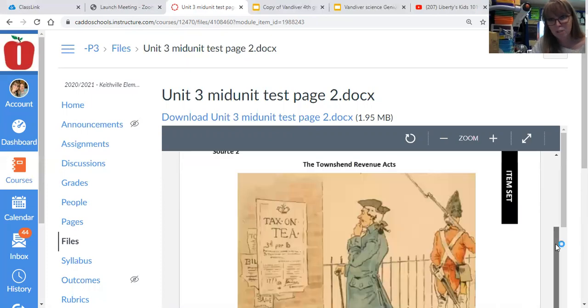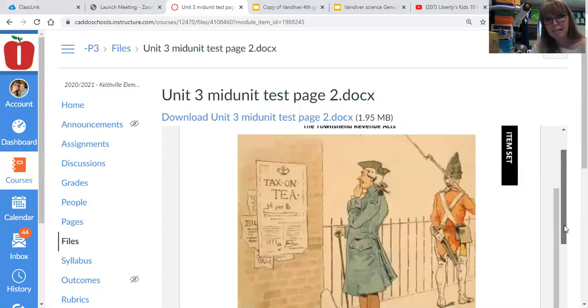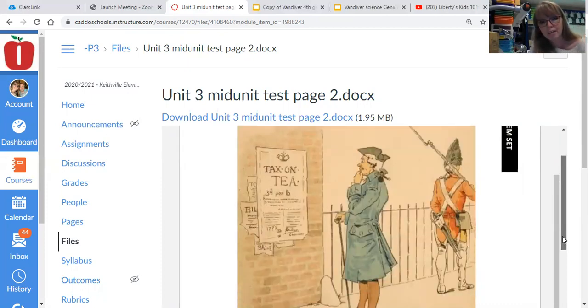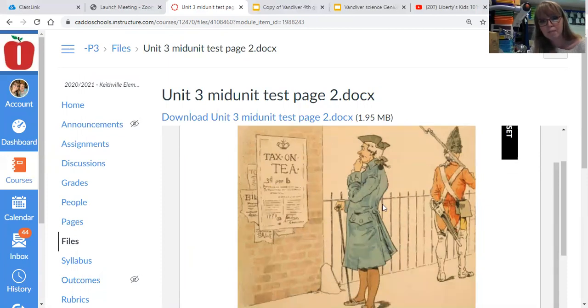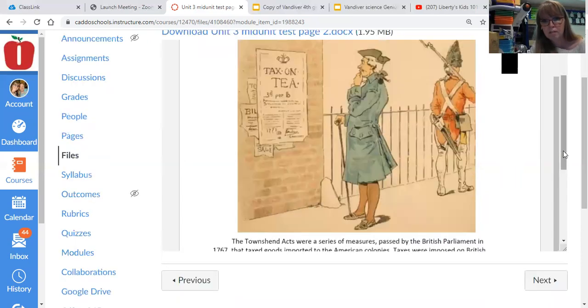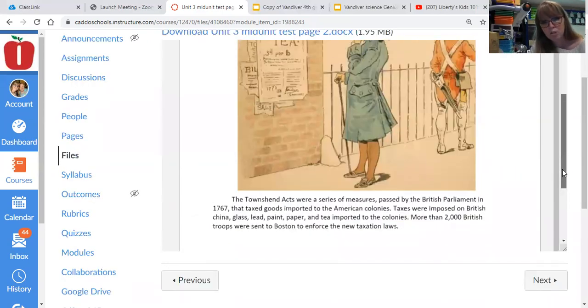Okay, it's another image. Tax on tea, 3 cents per pound, or whatever that symbol means. Here's a red coat. Not sure if this is a patriot or red coat. It says, the Townshend Acts were a series of measures passed by the British Parliament in 1767 that taxed goods imported to the American colonies. Taxes were imposed on British china, glass, lead, paint, paper, and tea imported to the colonies. More than 2,000 British troops were sent to Boston to enforce the new taxation laws.